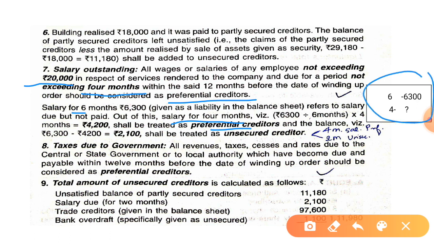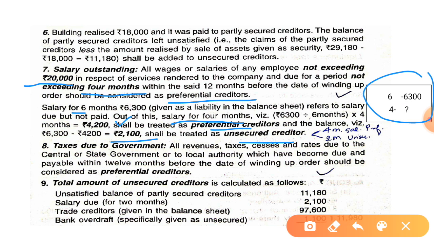For 6 months they have given 6,300. For 4 months, how much? So it is cross multiplication, that is 6,300 into 4 divided by 6. Clear? So how much will it be? 6,300 divided by 6 into 4, that is 4,200. Right? 4,200 is considered as preferential creditors. So total how much? 6,300 minus 4,200, it is 2,100, which is considered as unsecured creditors. Clear?